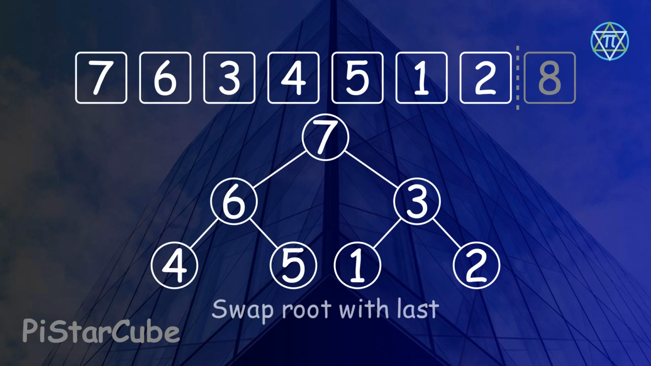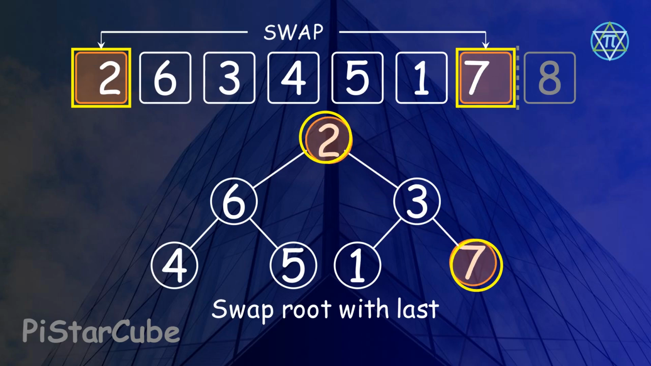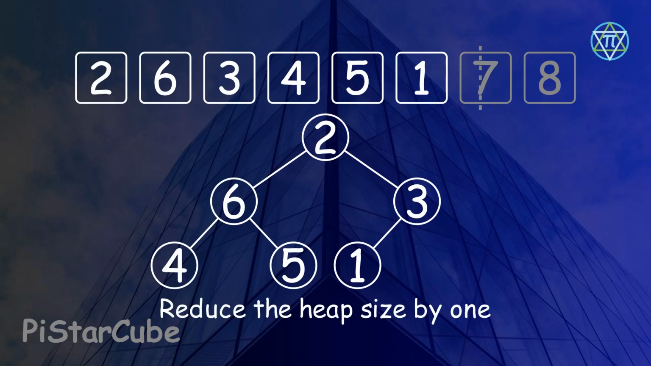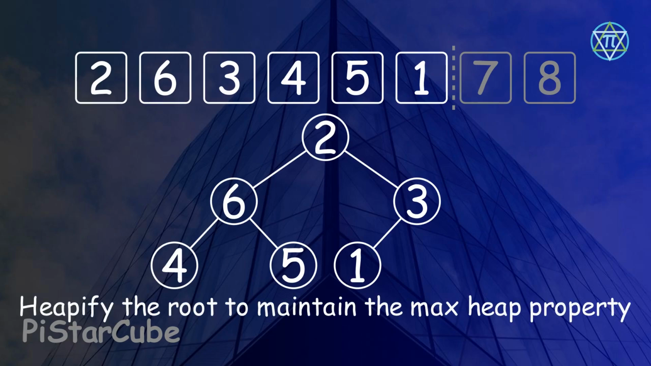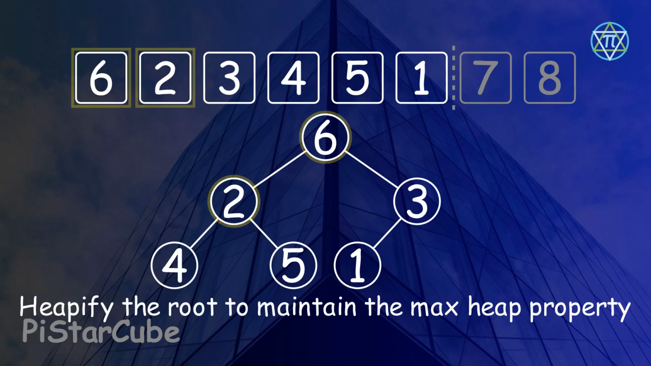Next, we repeat the process. We swap 7 and 2, reduce the heap size by 1 and heapify the tree once again by swapping 2 and 3, or 2 and 6, followed by 2 and 5. And this process continues until the whole array is sorted.